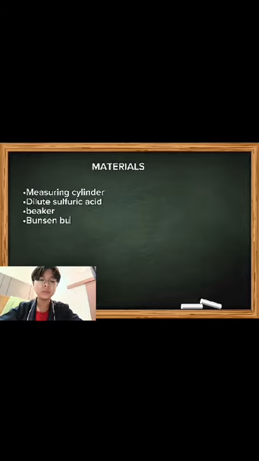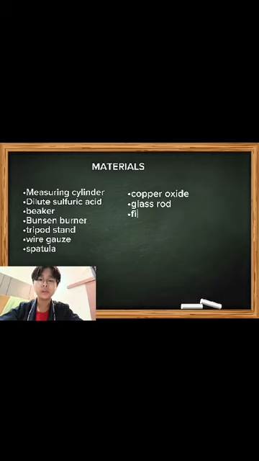Okay, so the materials needed for the experiments are a measuring cylinder, dilute sulfuric acid, a beaker, a Bunsen burner, a tripod stand, wire gauze, a spatula, copper oxide, a glass rod, a filter funnel, 2 pieces of filter paper, a conical flask, and an evaporating dish.